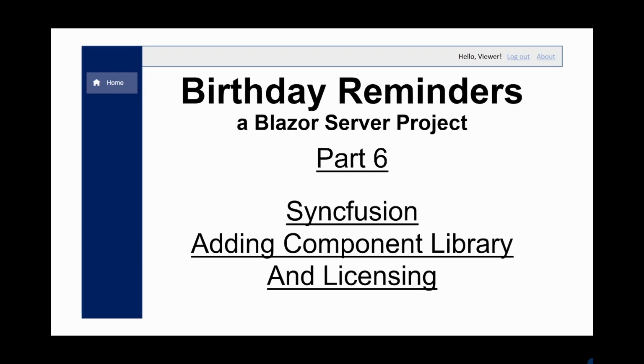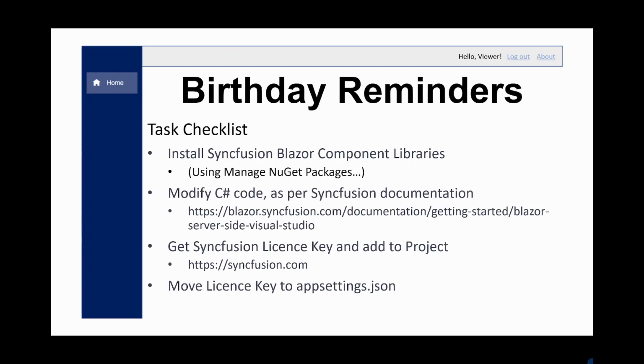So what have we got to do in this video? Well, first of all, we've got to install the Syncfusion Blazor component libraries, and we'll be using the NuGet packages manager within Visual Studio 2022 to do that. Then we need to modify the C# code, and I'm going to be following the Syncfusion documentation to achieve this. Then we need to get a Syncfusion license key. Even though we're going to be using a community license and it's free, we still need to get the license key and add it to the project.